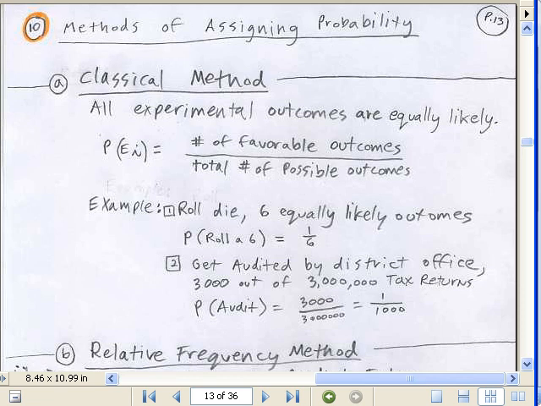1, 2, 3. Classical method. This means all experimental outcomes are equally likely. Flipping a coin, rolling a die. So, for example, rolling a die, there are 6 equally likely outcomes. If you're trying to get a 1, it's 1 in 6. If you're trying to get a 2, it's still 1 in 6.